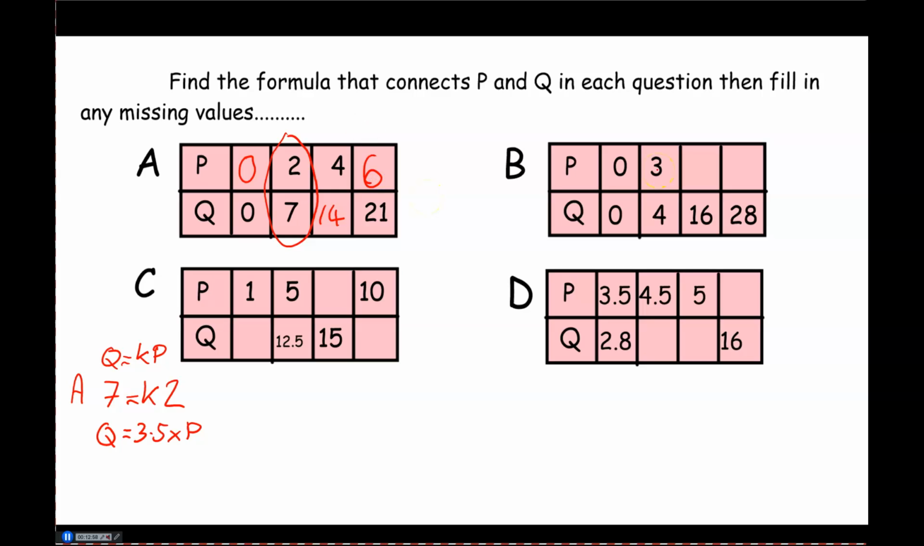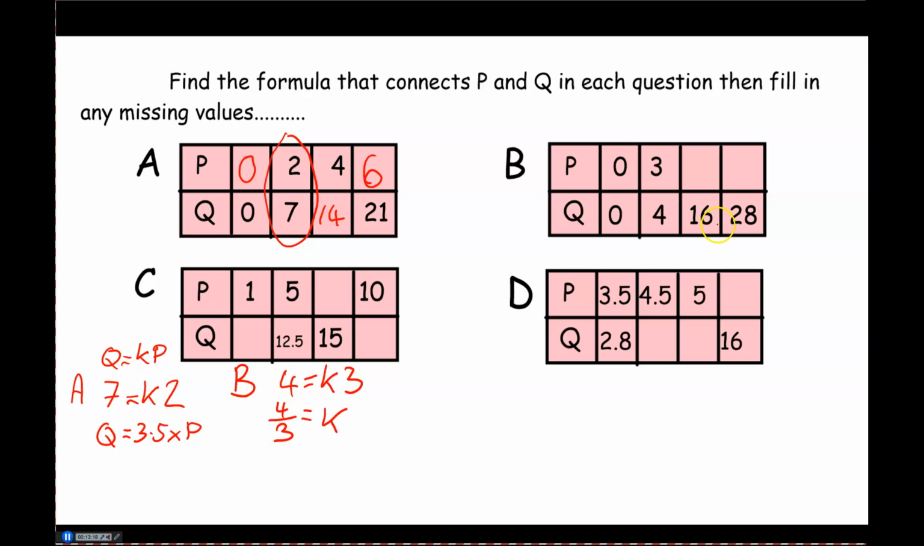Let's look at B now. B, we've got 4 is equal, so let's put a B so everyone can see what we're doing. 4 is equal to K times 3 or 3K. So K is equal to 4 divided by 3. Oh, 4 and 3. Oh dear, that's not very nice.